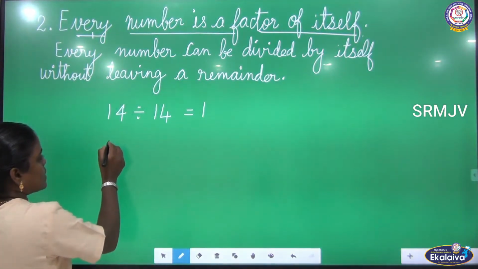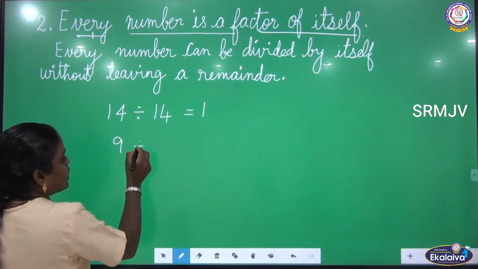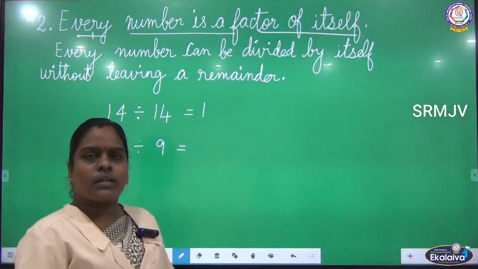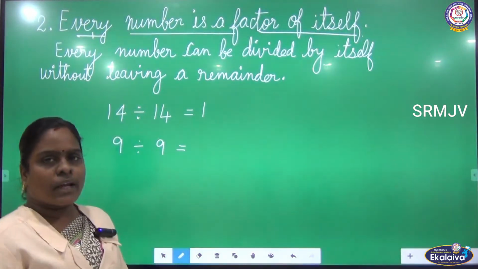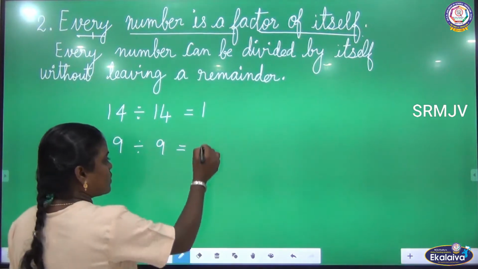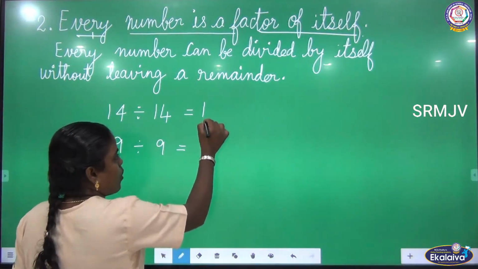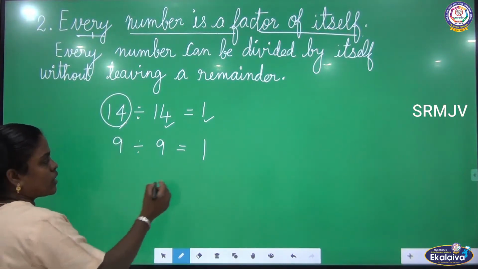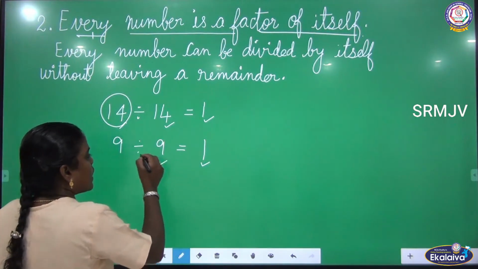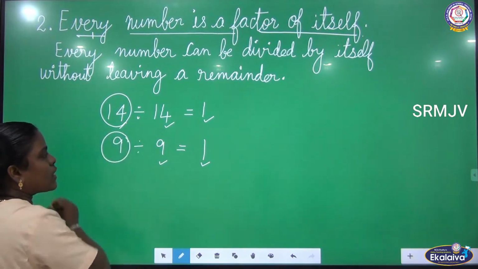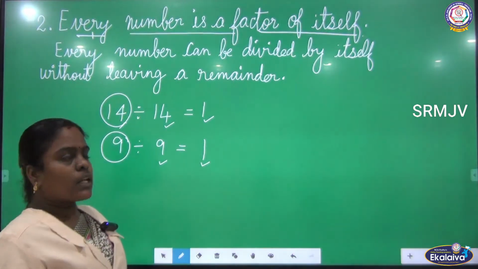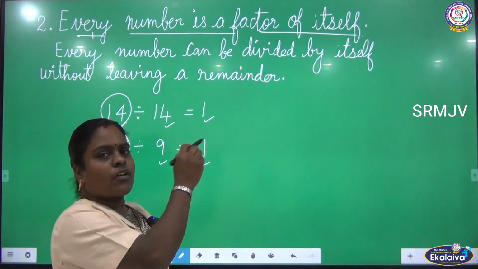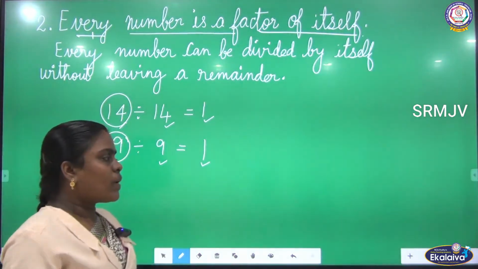And take another example, 9 divided by 9. What will be the quotient, children? 9 divided by 9, it is 1. So here 1 and 14 are the factors of the number 14 and 1 and 9 are the factors of the number 9. So the second property is every number is a factor of itself.